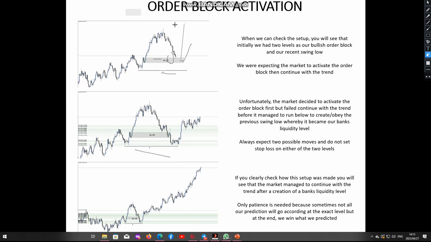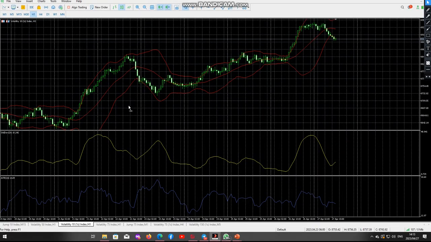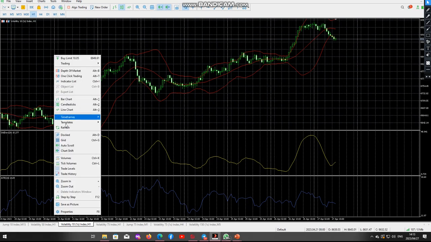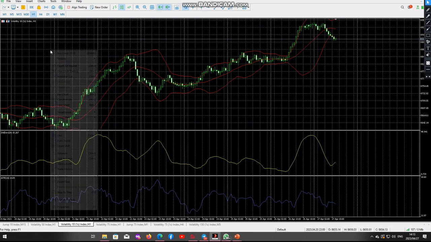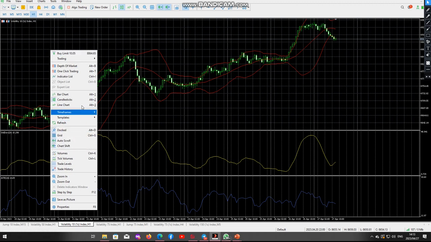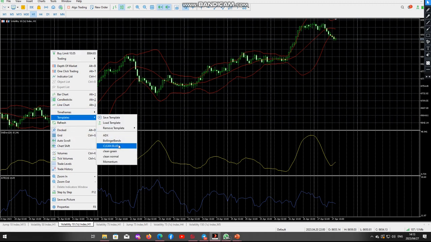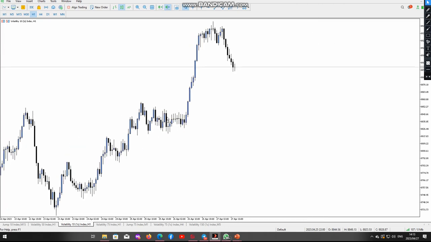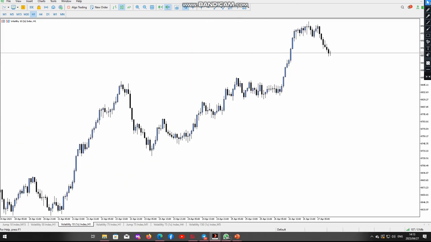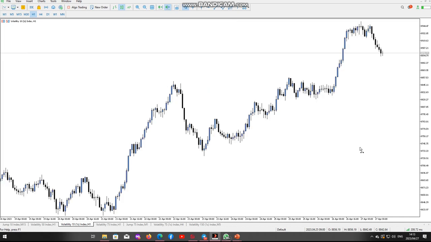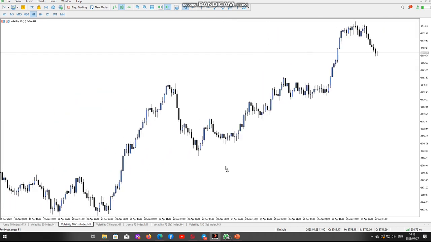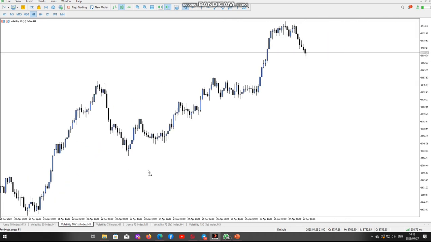Let's quickly jump to a platform so that we can identify these two types of order blocks. This is just a summary. Try to remember the rules: your chart must be clean. I already have my templates ready there. This is what we call an SMC trader: no clutter, no indicators, just a clean chart.